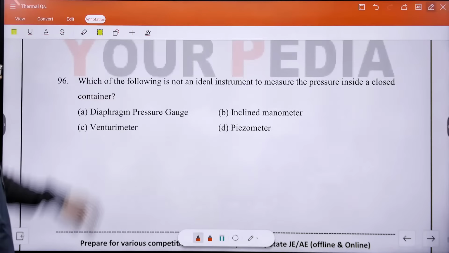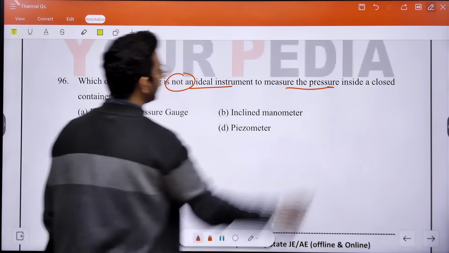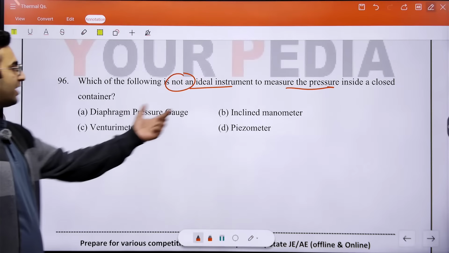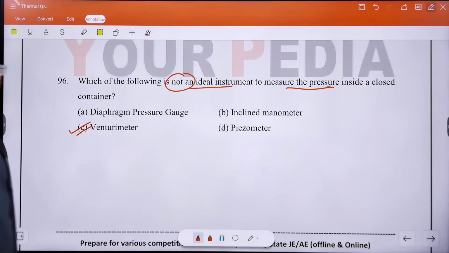Next, which of the following is not an ideal instrument to measure the pressure here? Pressure gauge, inclined manometer, piezometer, all of those are pressure measuring devices here. So option C will be the correct answer.